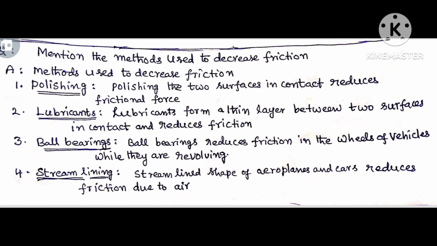Lubricants. Lubricants form a thin layer between two surfaces in contact and reduce friction. Ball bearings. Ball bearings reduce friction in the wheels of vehicles while they are revolving. Streamlining. Streamlined shape of aeroplanes and cars reduces friction due to air.